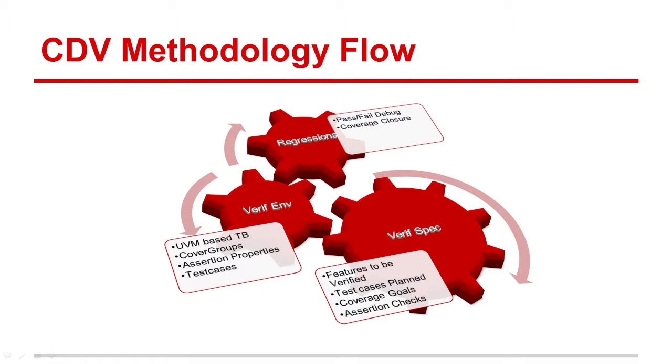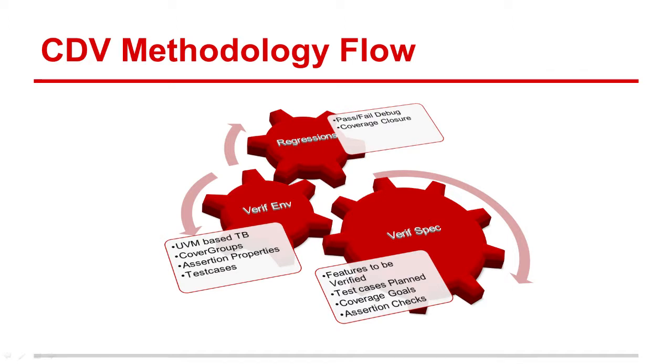The verification spec is a document. This diagram shows the flow, which goes from the verification spec to verification and regression. All the features that need to be verified are written in the document, and all the test cases that need to be done or planned are also written in the document. Coverage goals, what you want to cover, are also written in this document. We'll see more about what coverage means. Assertion checks, what you want to check, or cover properties, are also written here.